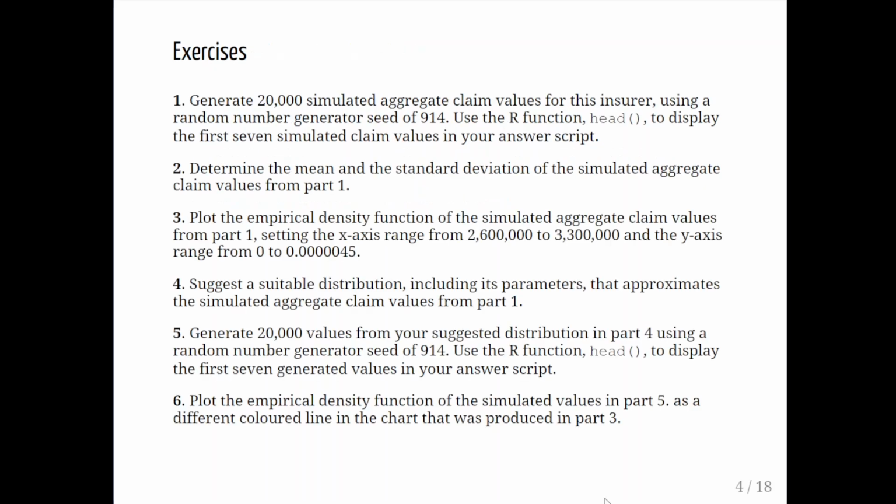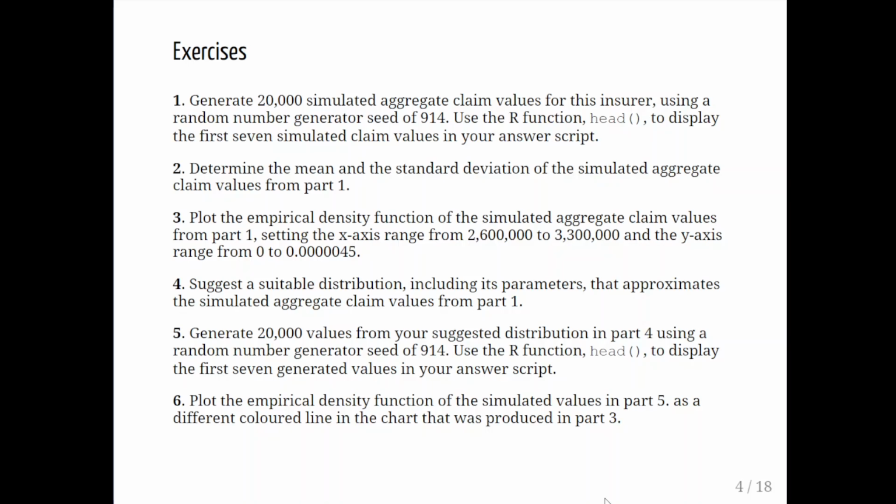Generate 20,000 aggregate claim values for this insurer using a random number generator seed of 914. Use the R function head to display the first 7 simulated claim values in your answer. Determine the mean and standard deviation of the simulated aggregate claim values in part 1. Those two go together.